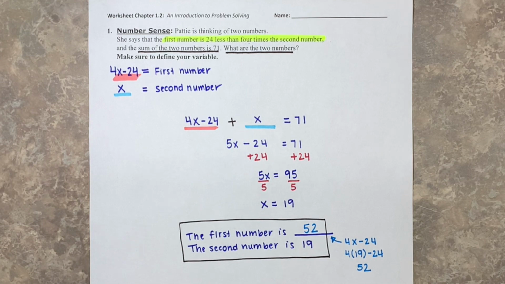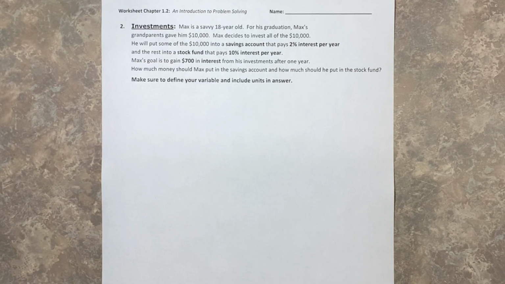Let's take a look at the next problem. Okay, let's start by reading through the problem. Max is a savvy 18-year-old. For his graduation, Max's grandparents gave him $10,000. Max decides to invest all of the $10,000. He will put some of the $10,000 into a savings account that pays 2% per year in interest, and the rest into a stock fund that pays 10% interest per year. Max's goal is to gain $700 in interest from his investments after 1 year. How much money should Max put in the savings account, and how much should he put in the stock fund?